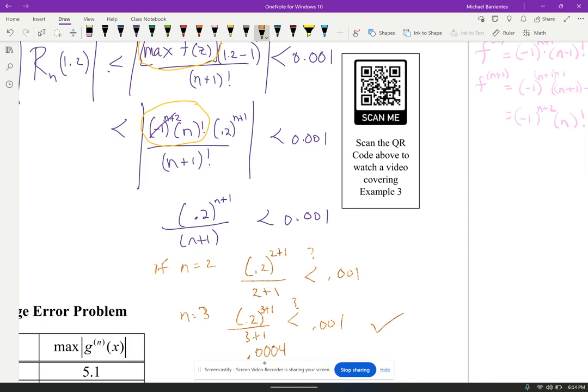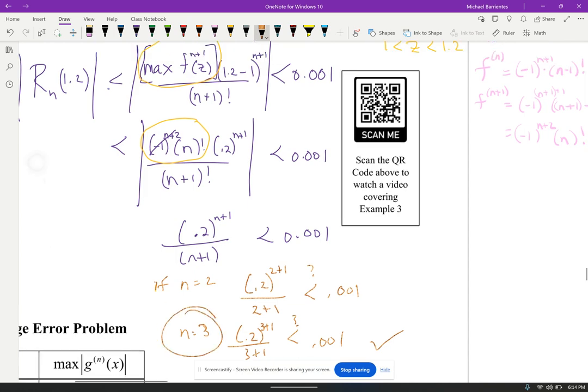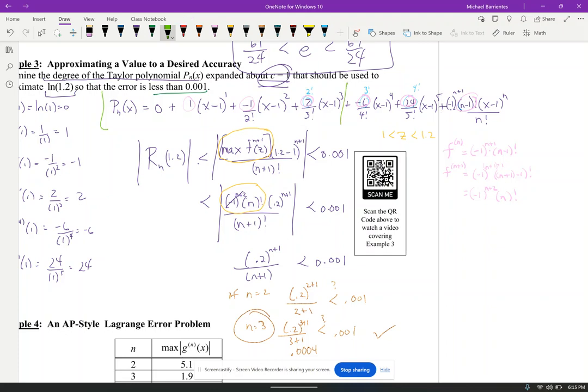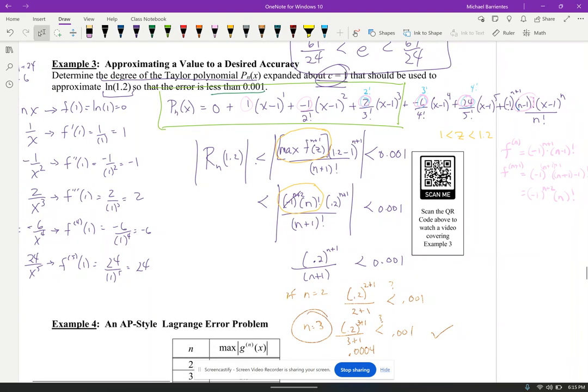Yes. So therefore, in order to get an error that's less than 0.001, I need to go to the third degree Taylor polynomial, to the term that ends in 3. I need to stop right here. This would produce an answer whose error is less than 0.001. And that's how we can use the Lagrange error to gain the accuracy that we are looking for.